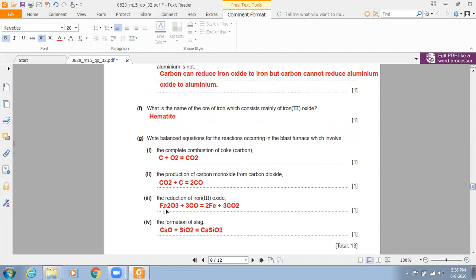Next one, reduction of iron oxide. You know that carbon monoxide is the main reducing agent. So carbon monoxide reacts with iron oxide to produce iron and carbon dioxide. Okay.